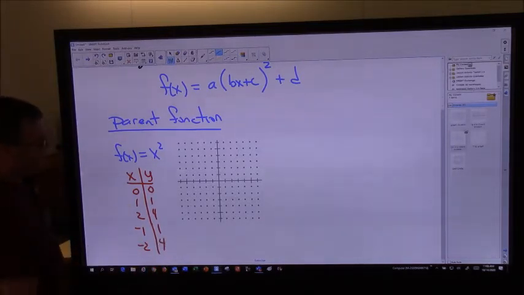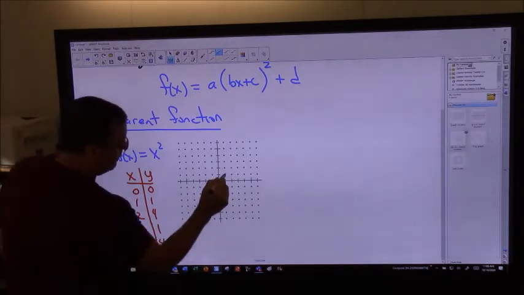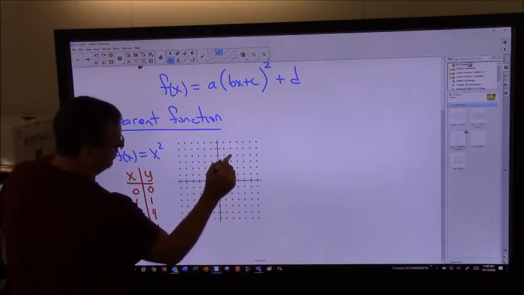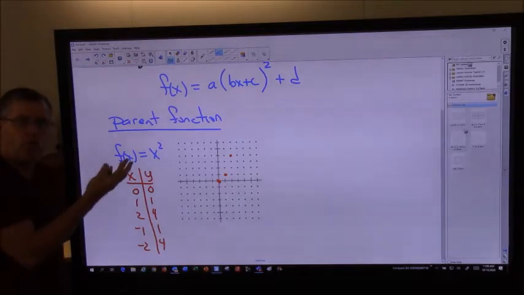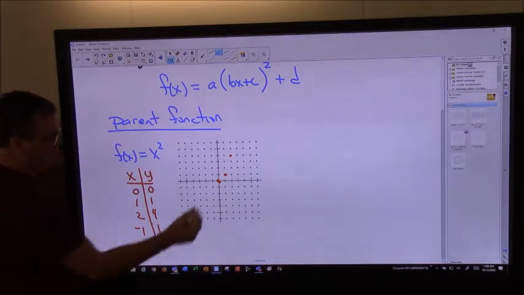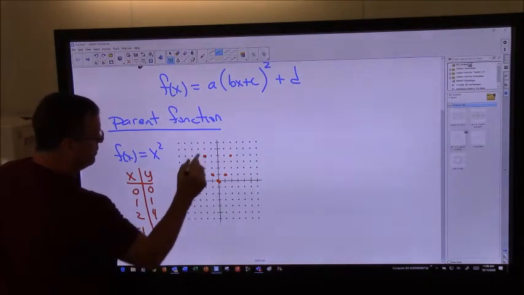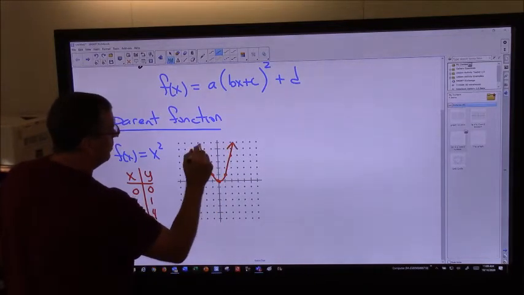So if I plot those points, I've got a point right here, 1, 1, and then 2, 4 would be right there. And usually what I do is, once I have one side of the parabola graphed, I know that I've got symmetry on the other side, so I could just come over and put these dots on the other side, and there's my parabola.